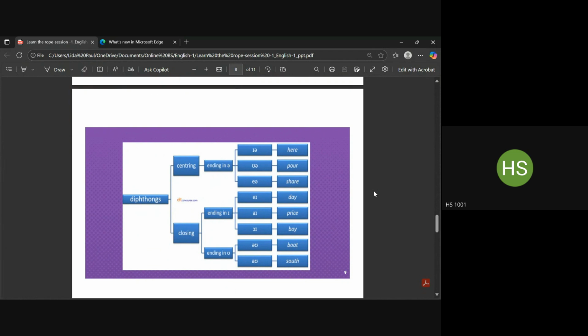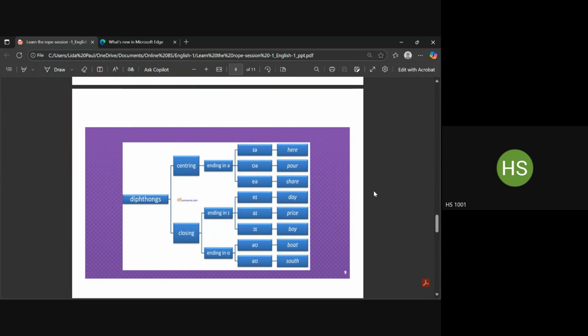English has 8 diphthongs, right? On your screen, please ignore all those things you see in between: centering, closing, ending in. The ELT people have done that for ease of understanding and for classification purposes. If you can just know the sounds as such, then you don't need those classifications. But if it helps you, you can follow that chart, no problem. I'm not going to look at it. I'm just going to introduce you to the 8 diphthong sounds and then move ahead.